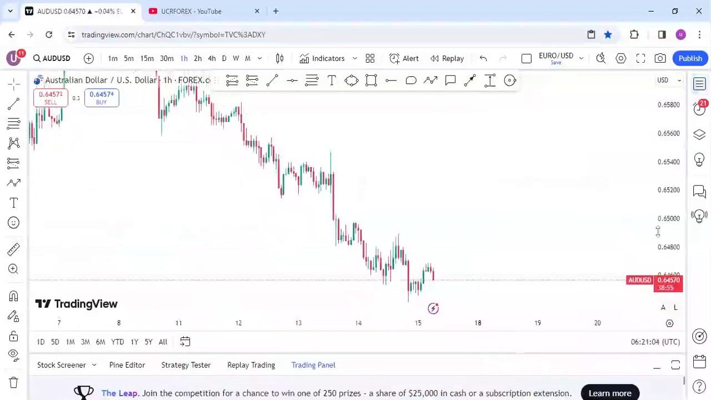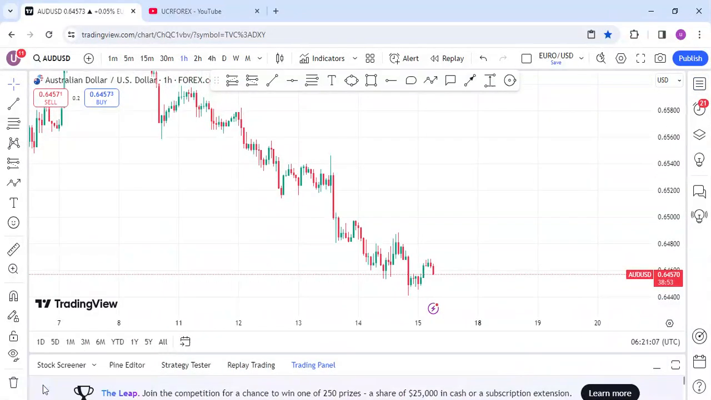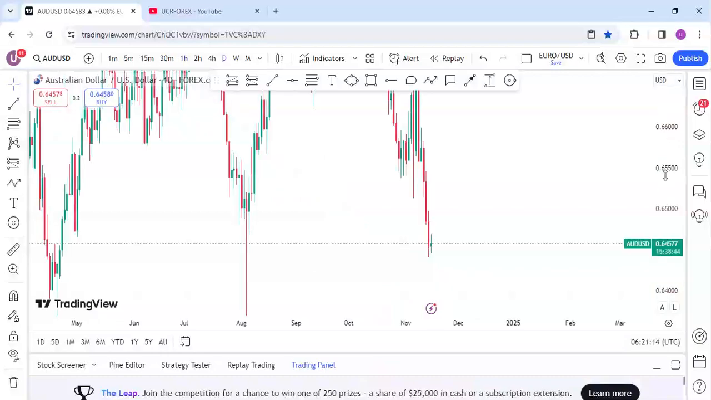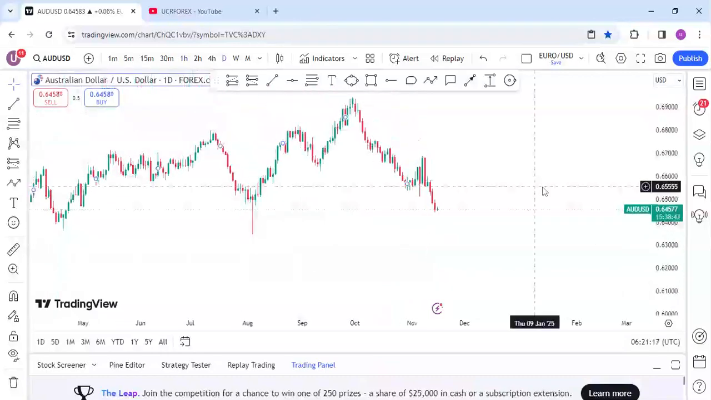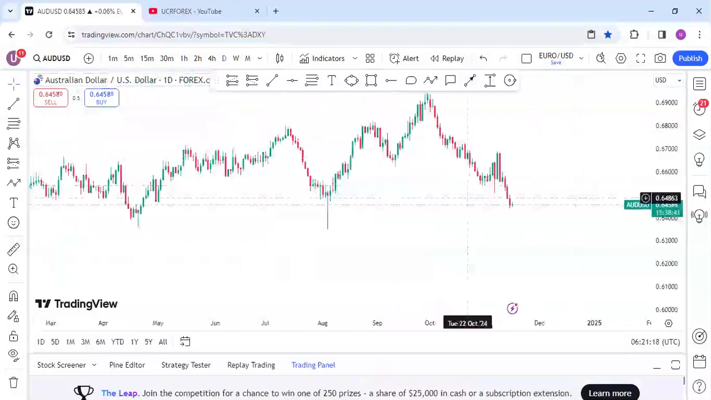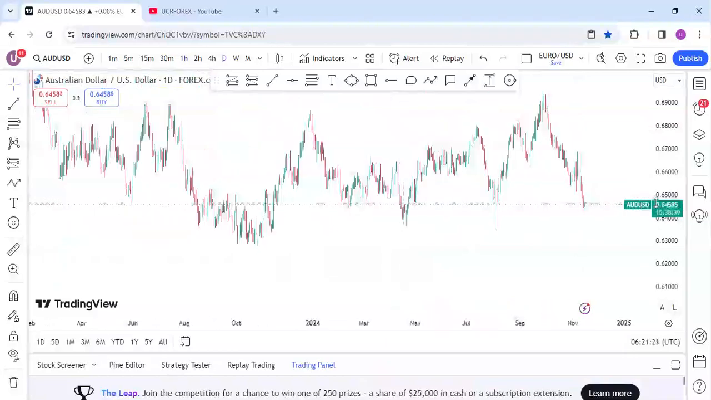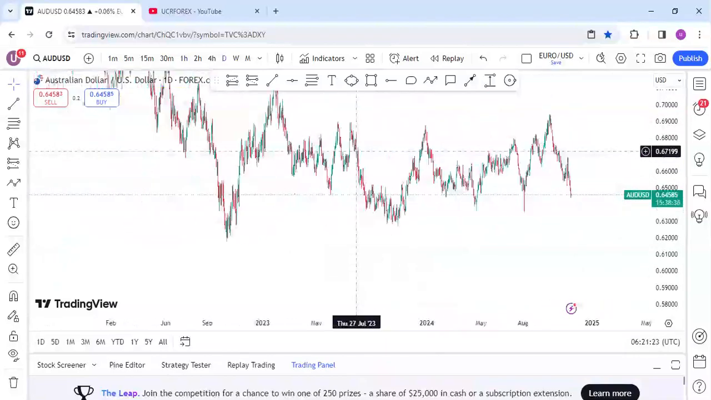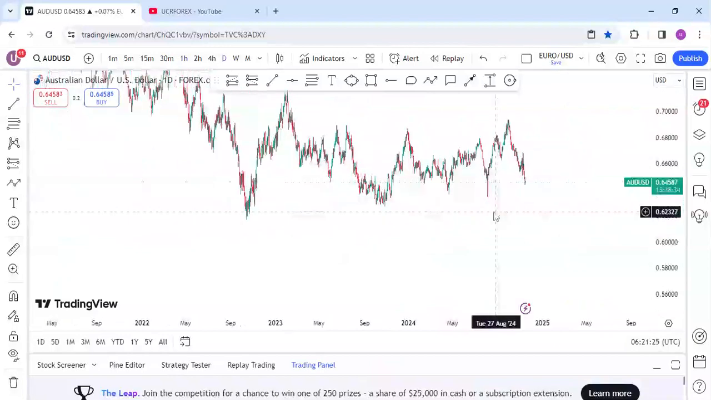What are we to do next? We are going to be clearing everything that is on this chart. We have cleared. And the next thing is to go to daily time frame. Now on daily time frame, this is the trend of the market here. Let me squeeze out to see what exactly is going on here. So this is Australian dollar currently on daily time frame.